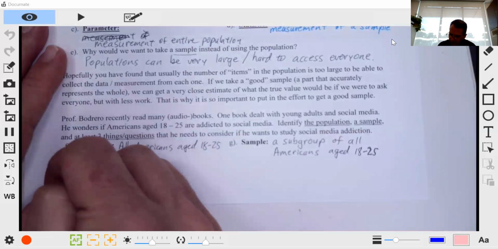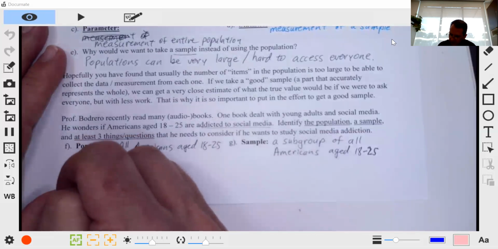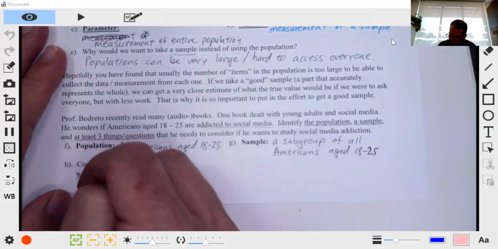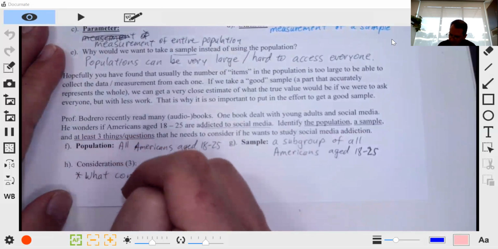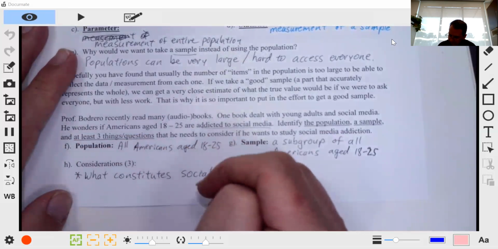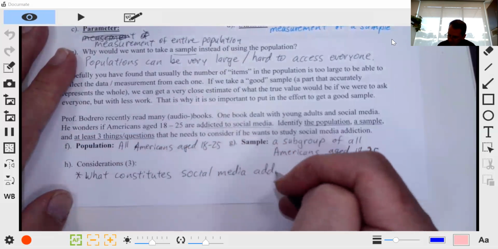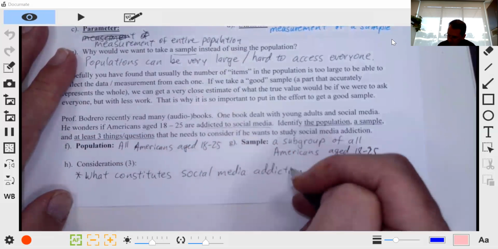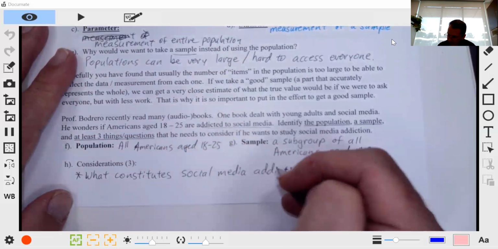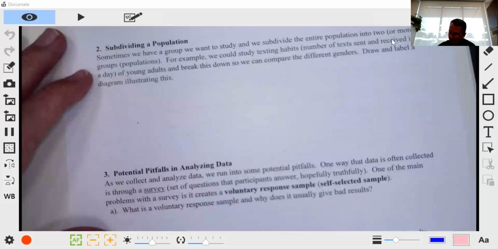One of the things that I'd want to consider is, if we're talking about social media addiction, what's the definition or what constitutes social media addiction? Does that mean that they are on social media more than 1 hour a day, more than 2 hours a day, more than 4 hours a day? How are we going to declare what social media addiction means? I'll let you think up a couple more things to finish that out so we can turn to the back page here.